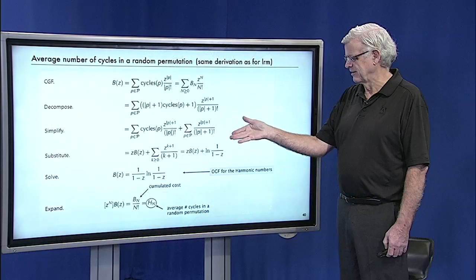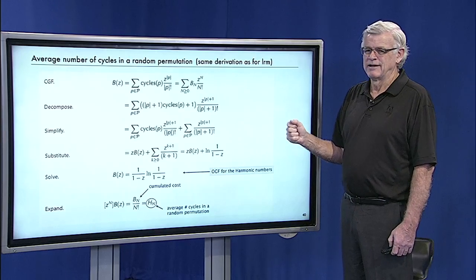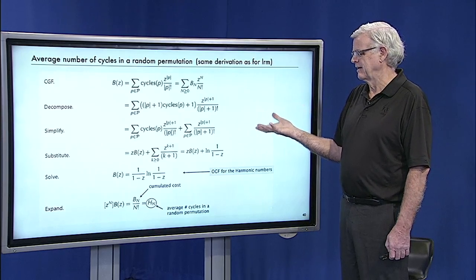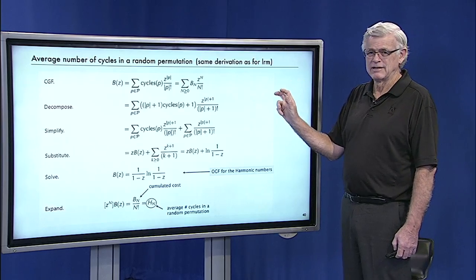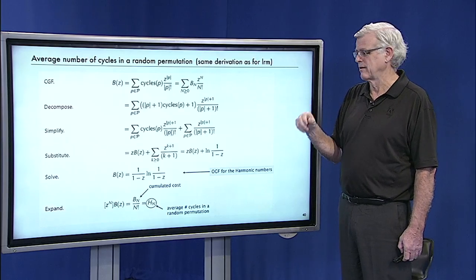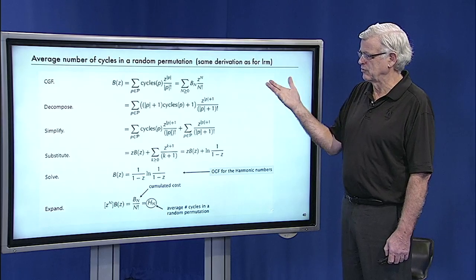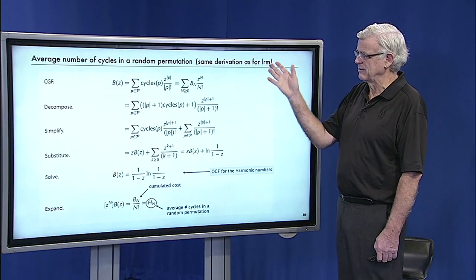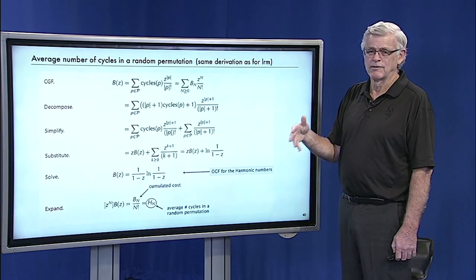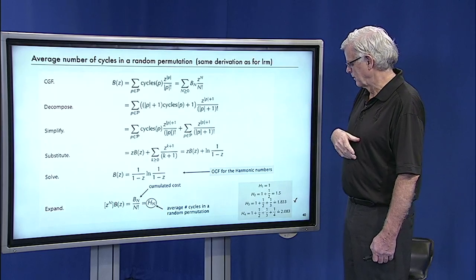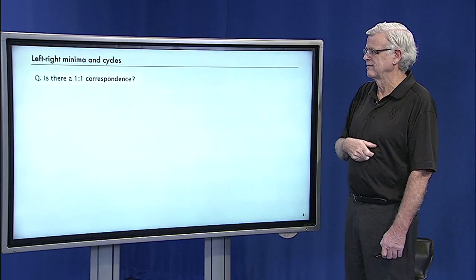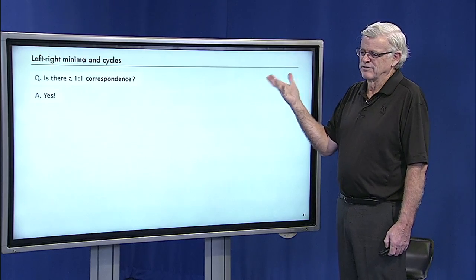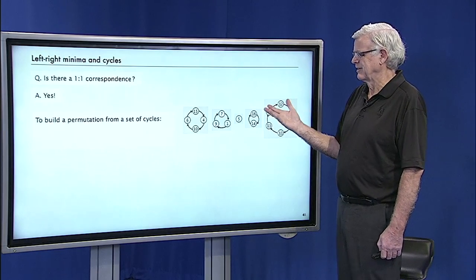Now, when we have the same generating function, often in combinatorics, what we like to do is find a one-to-one correspondence between the number of LRM and the number of cycles. So it's a reasonable question, is there a one-to-one correspondence? And this is a famous one, and the answer is yes.